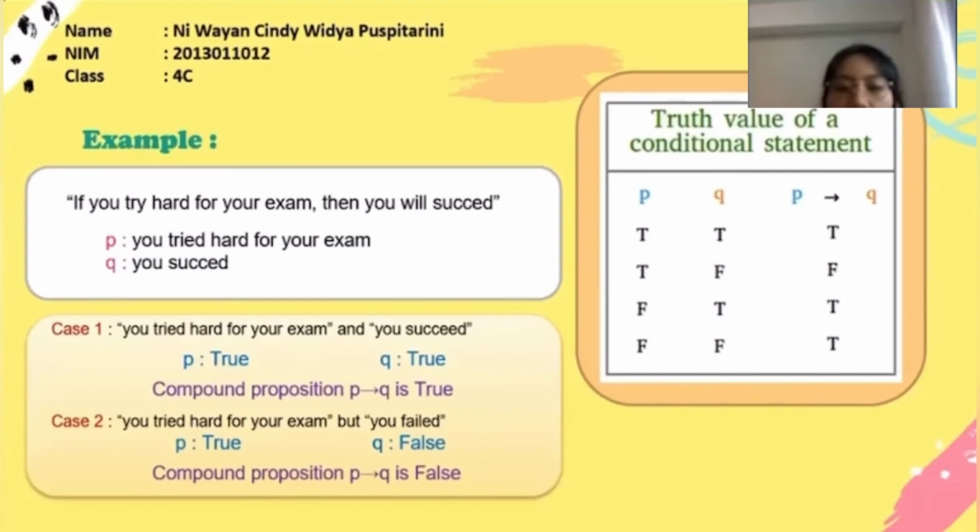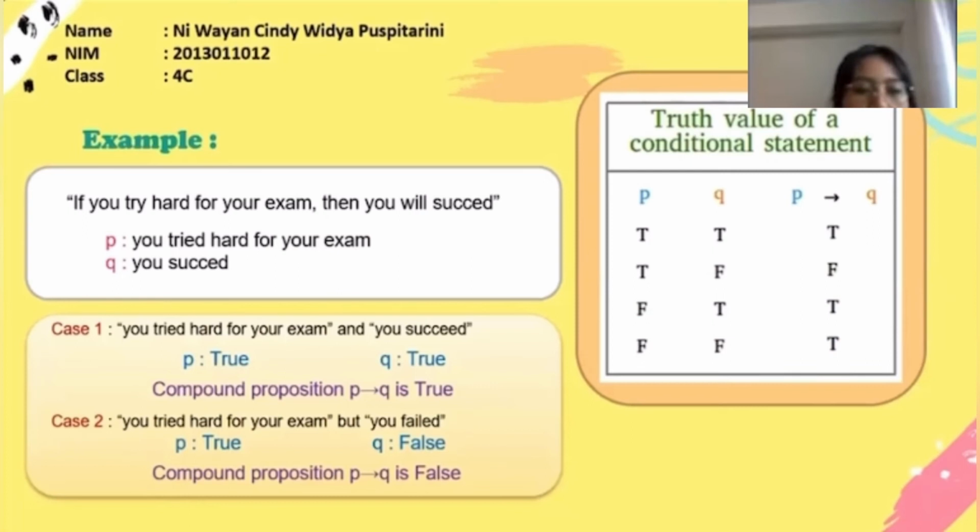From this conditional statement, we have some cases. First case is you tried hard for your exam and you succeed. We know that P is true and Q is true. Now, we must remember again the truth value of conditional statement. If P is true, Q is true, then P implies Q would be true.